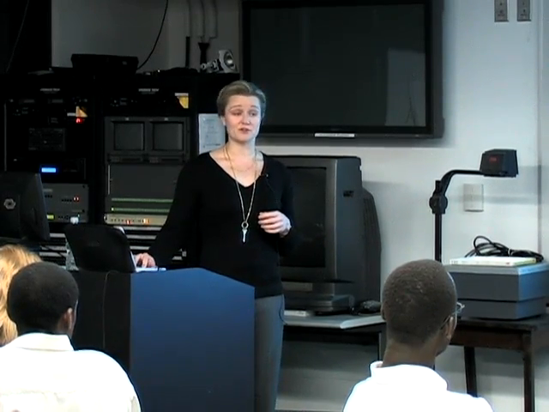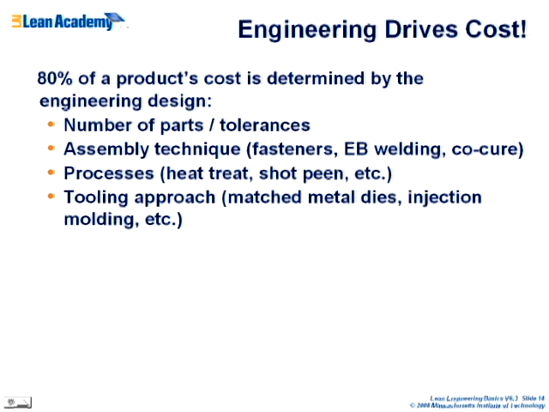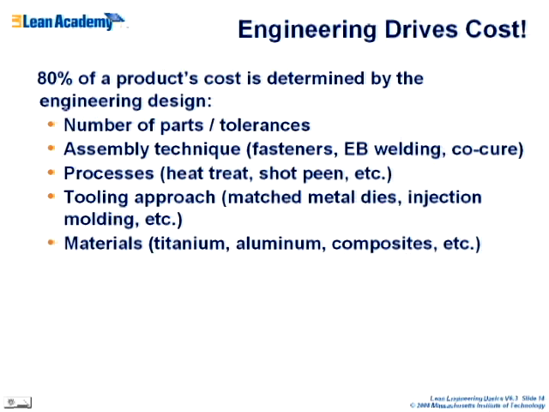I'm sure some of you who have gone through engineering classes have talked about how strict tolerances can really increase the cost of producing a product, whereas if you relax tolerances, you may get to a slightly lower cost on your parts. You can think of assembly techniques. Different assembly techniques cost different amounts of money. Some are much more complex and complicated, as well as processes to treat raw materials. And the tooling approach that you might use, again, that ranges from cheaper to more expensive. Materials, if you want to build something out of titanium, it's going to cost you differently than to build it out of other materials.